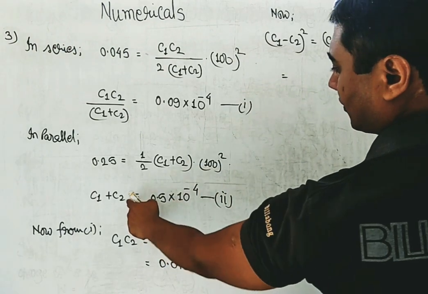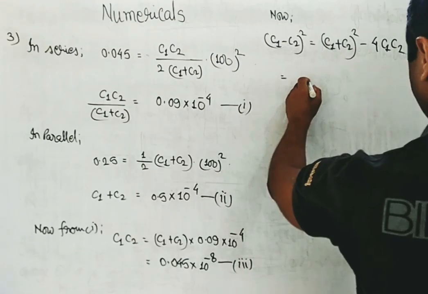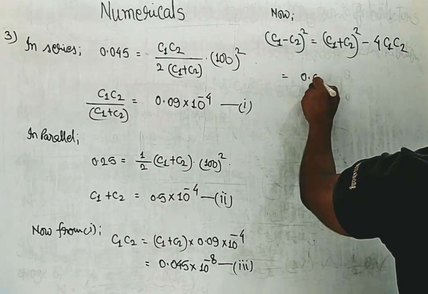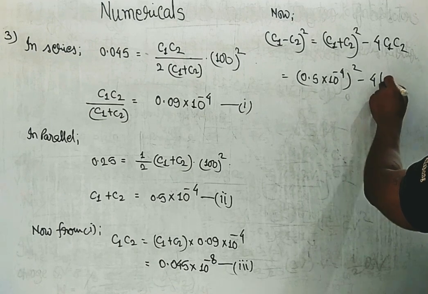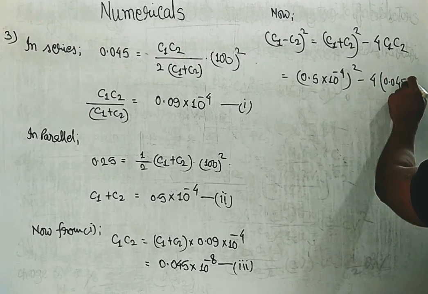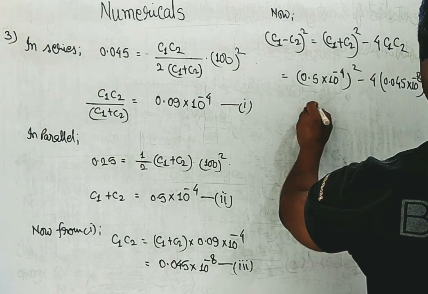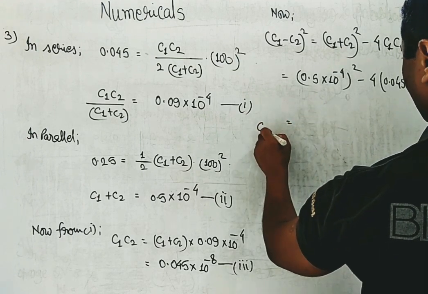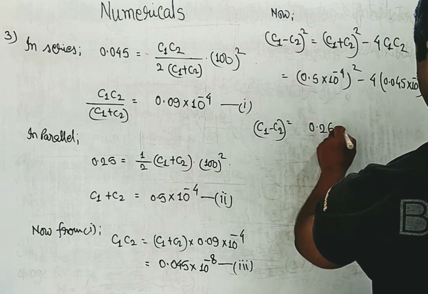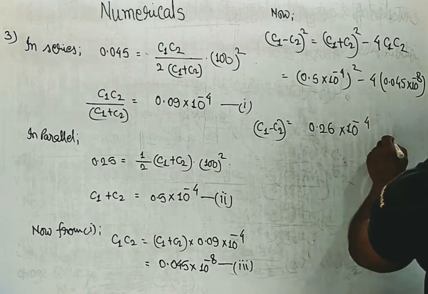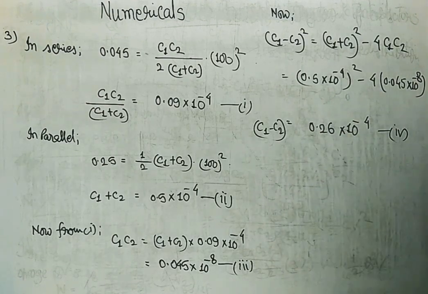Now we have the value of C1 plus C2, we have the value of C1 C2. So just placing these values here, we have (0.5 into 10 to the power minus 4) square minus 4 into 0.045 into 10 to the power minus 8. Now on solving this and taking the square root on both the sides, you'll be having the value of C1 minus C2 equals 0.26 into 10 to the power minus 4. Now this equation we are calling equation number 4. So this is the value of C1 minus C2.